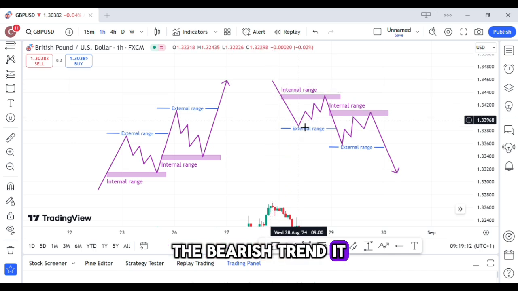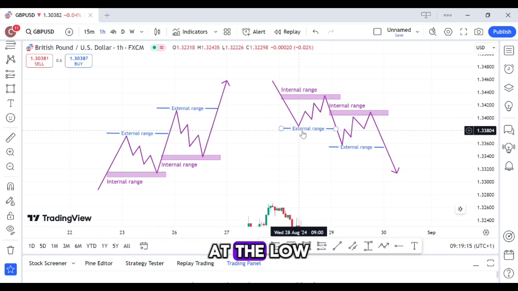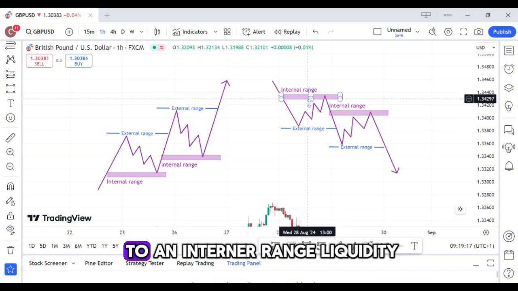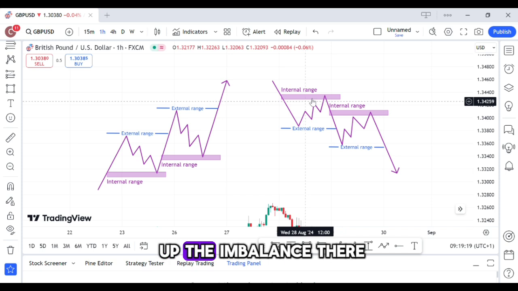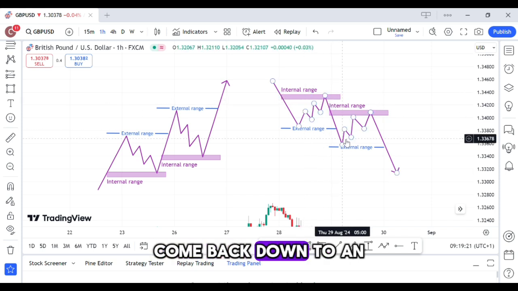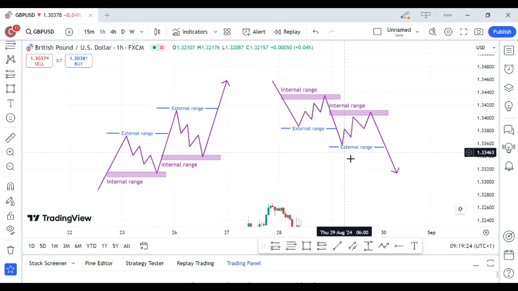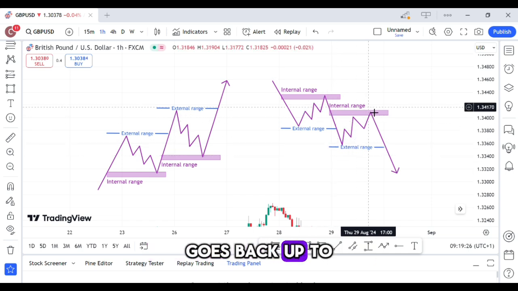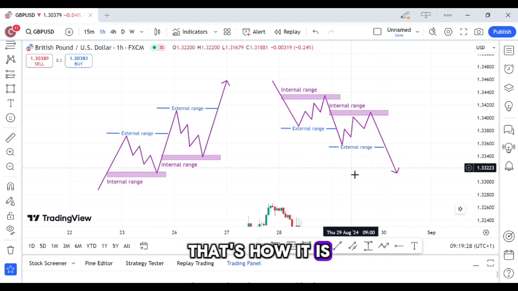In the bearish trend, it creates an external range liquidity at the low, retraces back up to an internal range liquidity at the fair value gap, the imbalance there, comes back down to an external range liquidity, goes back up to an internal range liquidity. That's how it is basically.